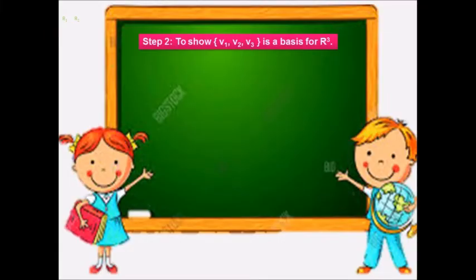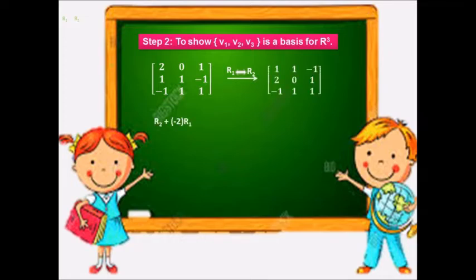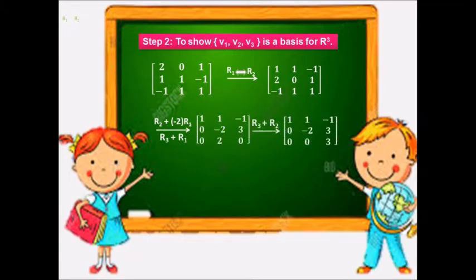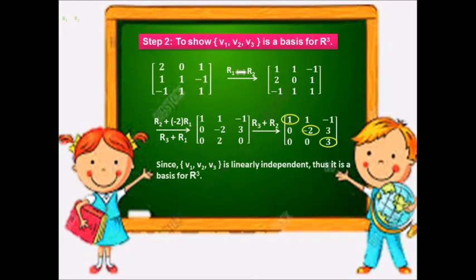The second step is to show that this set of vectors is a basis for R3. Firstly, we write it into an augmented matrix. Then we operate an elementary row operation by Gaussian elimination to reduce it into row echelon form. Then we find that this set of vectors is linearly independent, thus it is a basis for R3. Then we can conclude that this set of vectors is an orthogonal basis.